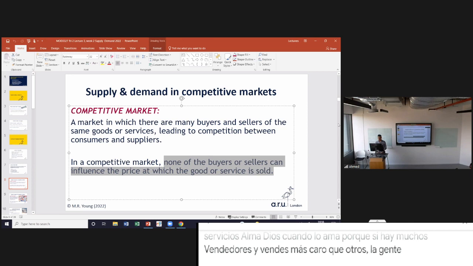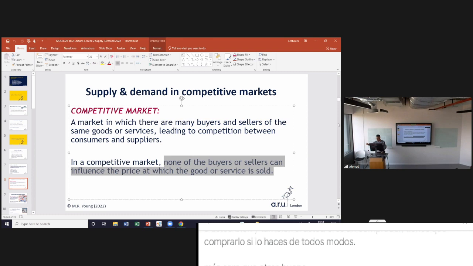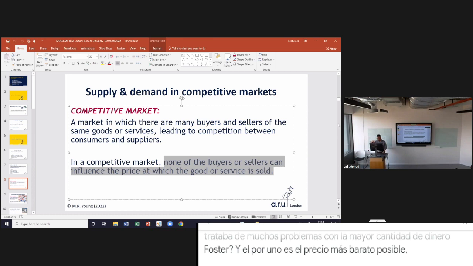Why is it more expensive than another? Well, that's the idea: that's what the supplier wants. The supplier wants to make the most money possible, and the buyer wants the cheapest price possible. But if one of the suppliers supplies at a price above the other suppliers, he may lose custom.